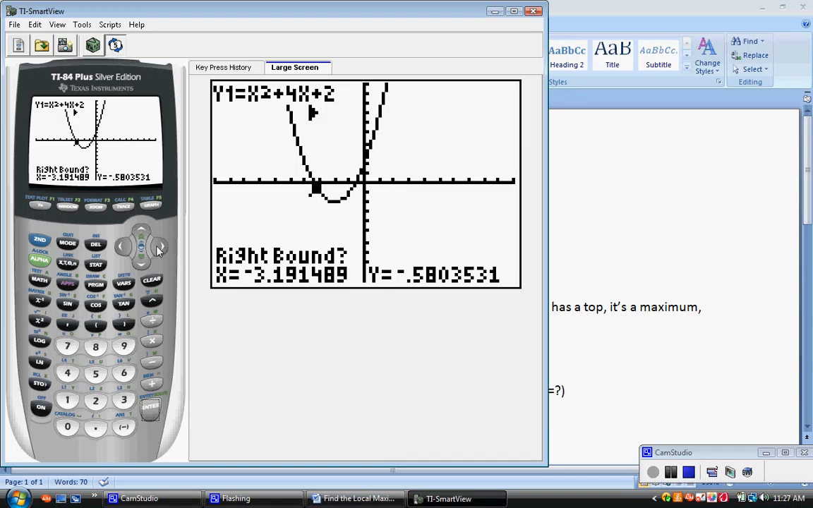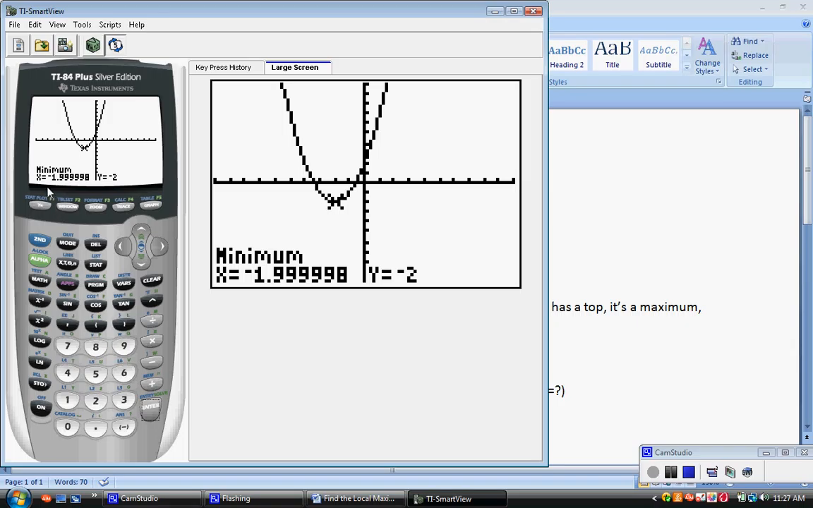Hit enter. Then we want to guess. So we want to go where we think the minimum is, right here on the bottom, as close as you can, and hit enter. And it tells us on our calculator that our x value is negative 1.999998. The y value is y equals negative 2.